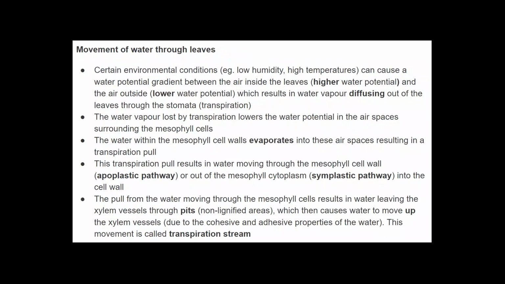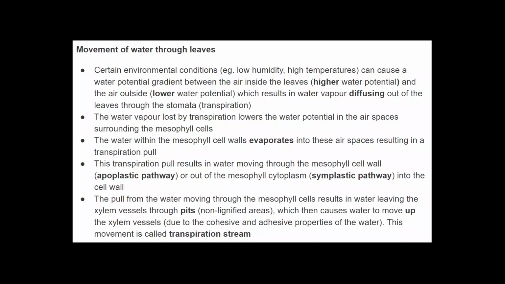Now, movement of water through leaves. Certain environmental conditions, such as high humidity, high temperature, can cause a water potential gradient between the air and the leaves. Inside of the leaves, you have a high water potential, and outside, you have a lower water potential. And remember, water moves from high potential to low potential.